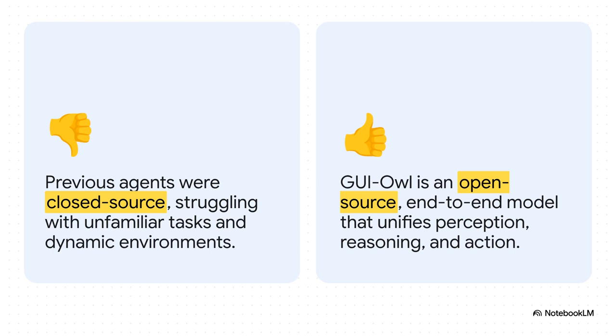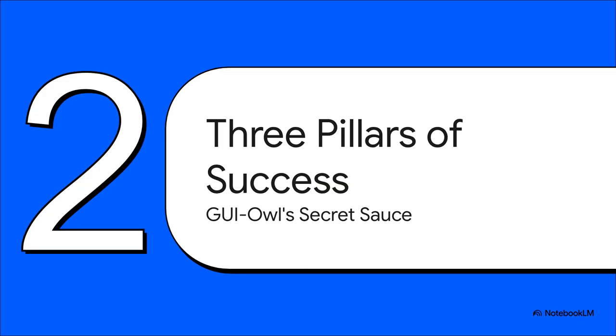They usually relied on closed-source models, which meant they were rigid, and they totally choked if you showed them an app or a task they'd never seen before. GUI-Owl is a whole different beast. For starters, it's open source, and it's built to handle everything: the seeing, the thinking, and the doing, all in one seamless model. So the big question is, how on earth did they pull this off?